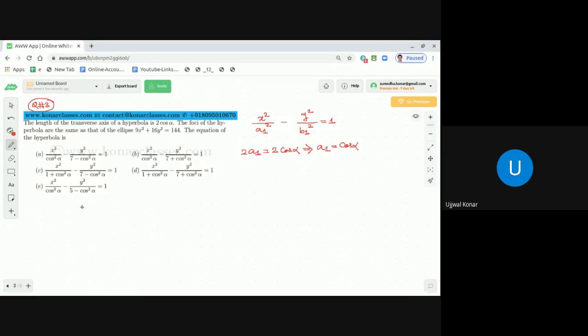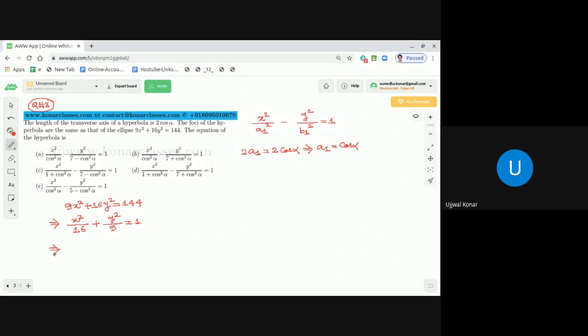The equation of the ellipse is 9x² + 16y² = 144. Let us write this equation of the ellipse in standard form. Then we get x²/16 + y²/9 = 1. And if you recall, the formula for the eccentricity of an ellipse is e = √(1 − b²/a²), so that we are going to find out.